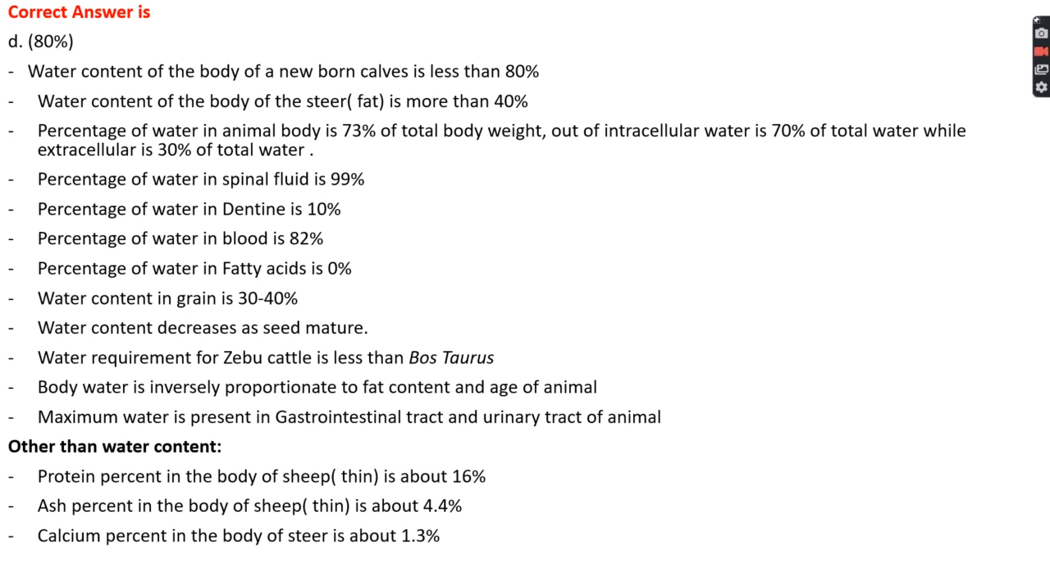Other than water content, protein percentage in the body of sheep is about 16%. Ash percentage in the body of sheep is about 4.4%. Calcium percentage in the body of steer is about 1.3%.